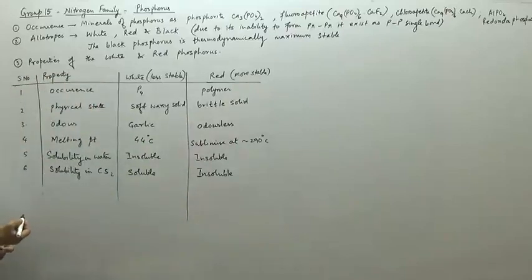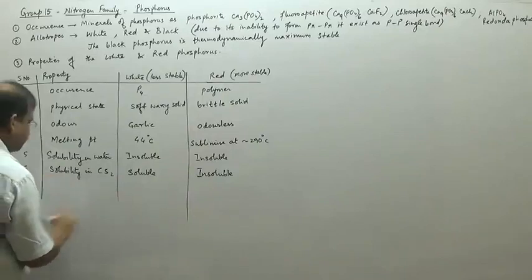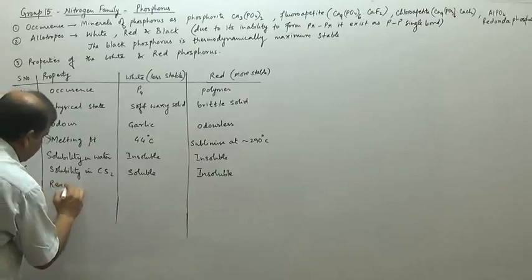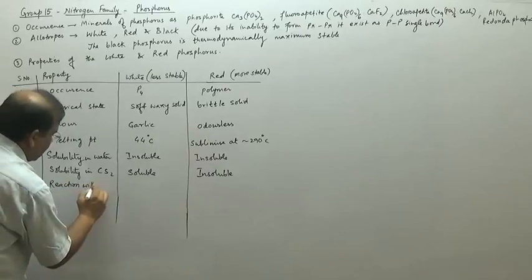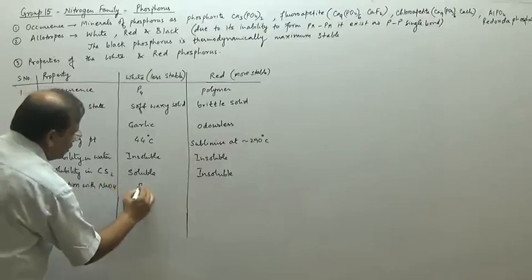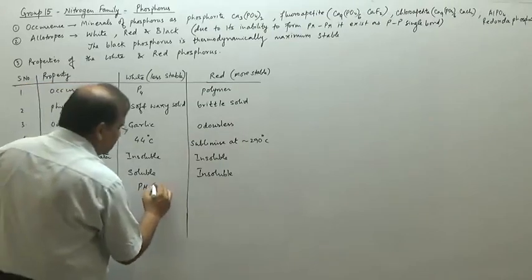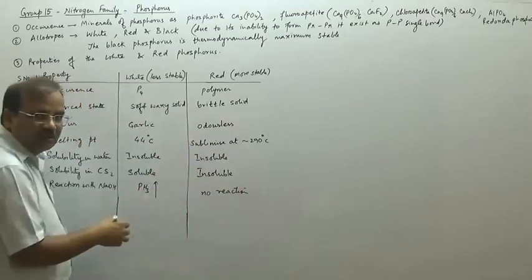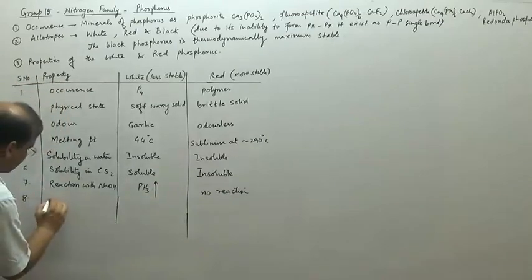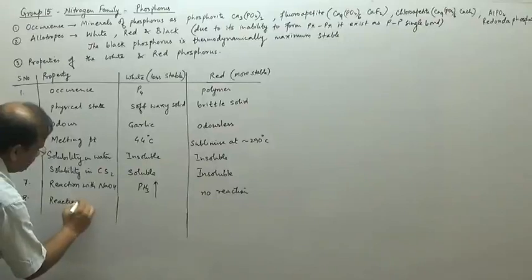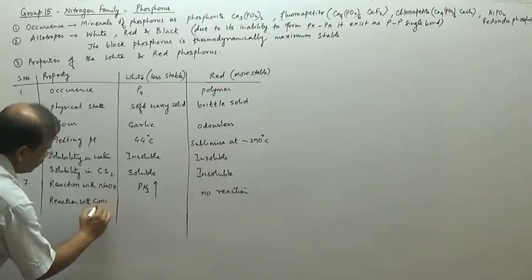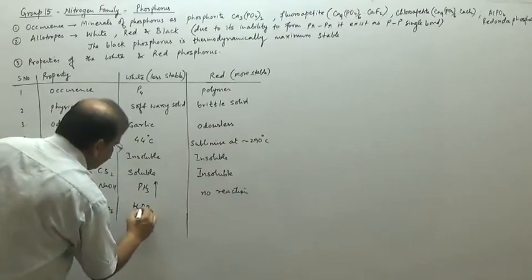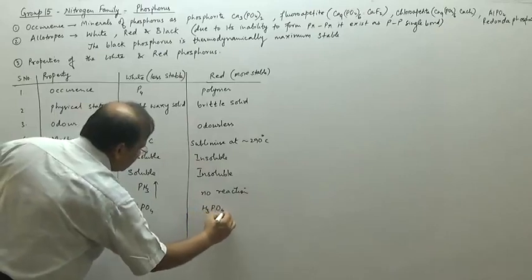Next we can write the reaction with NaOH, some of the chemical reactions. With aqueous NaOH, white phosphorus will liberate phosphine gas, whereas in red phosphorus there is no reaction. But both react with concentrated nitric acid. So the reaction with concentrated HNO3: both form H3PO4, phosphoric acid.